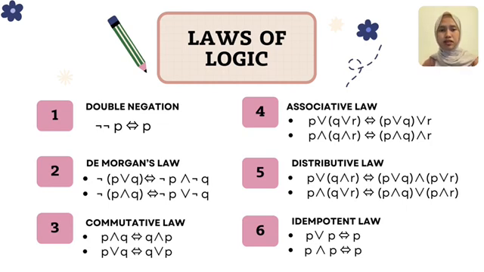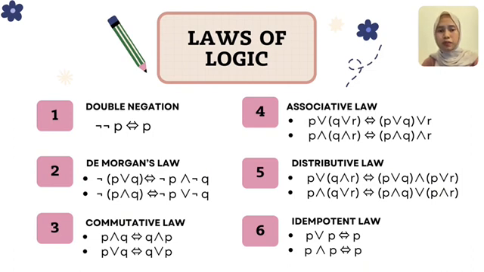The fifth one is distributive law. P or Q and R is equivalent to P or Q and P or R. Same goes to P and Q or R is equivalent to P and Q or P and R. We can use this law when two different symbols are included in the statement. The sixth one is idempotent law.